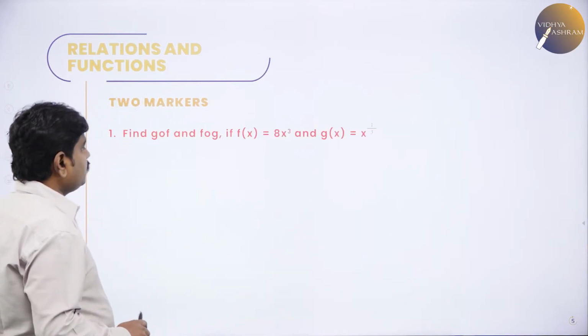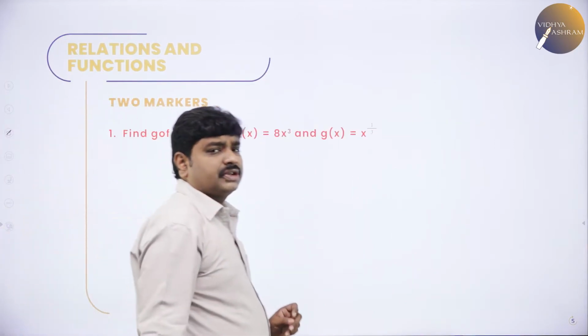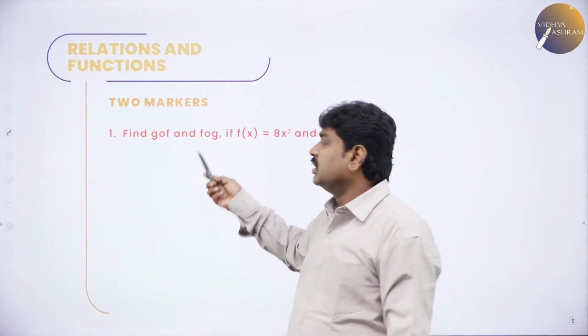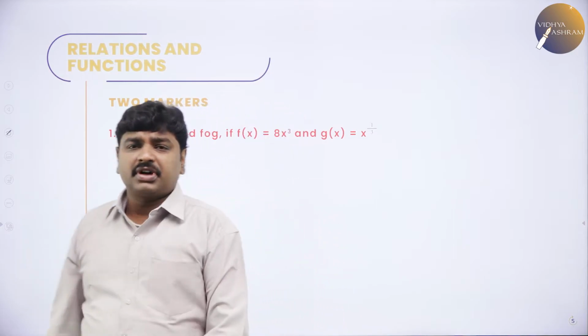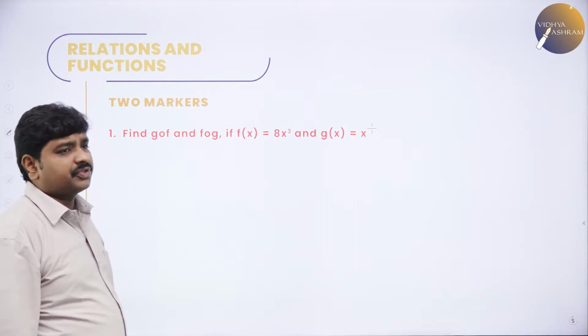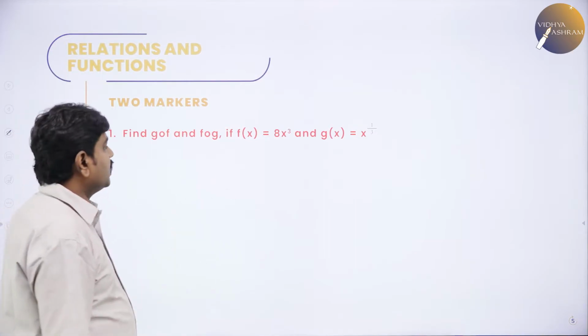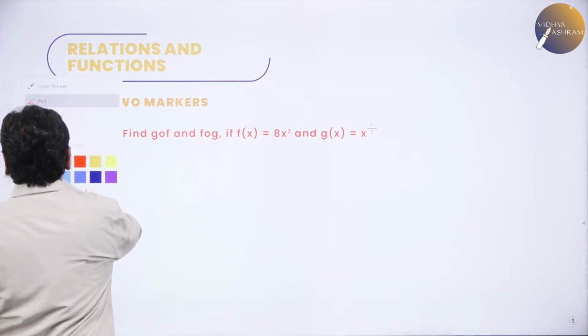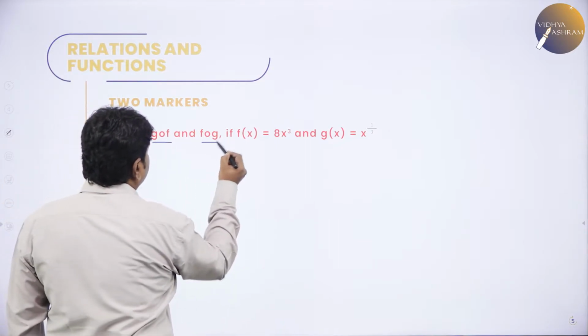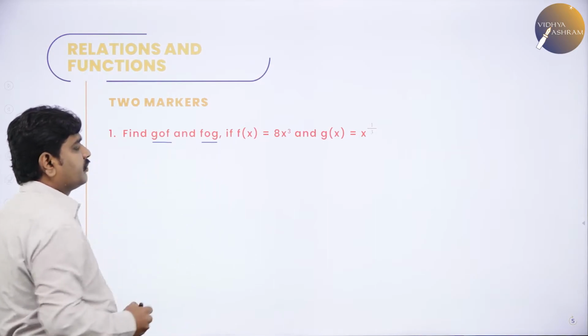Similarly, they will give functions like this. This is one of the important NCERT questions in your exercise, and it has appeared in the past board paper. Here f and g are real valued functions. F maps R to R and g maps R to R. They want you to find, if you refer to this question, GOF and FOG.